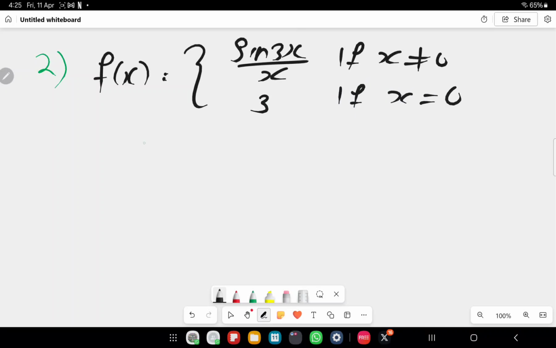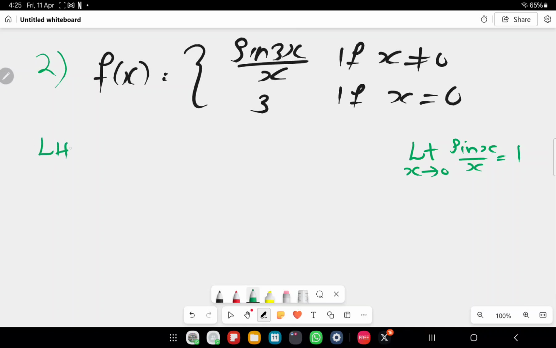Okay, now children, what you should understand is, if you directly apply 0 for LHL or RHL, you will get sin 0 by 0, which is 0 by 0 form. We want to avoid that. To avoid it, we will take the help of the result that we learned earlier, limit x tends to 0, sin x divided by x, which is 1. This result I will use. Let me start my work.